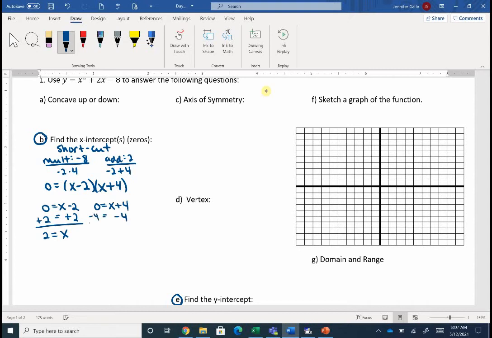And as we've been practicing them, I know we haven't been putting them on the graph yet, but I've been encouraging you guys, write them as ordered pairs. So then when we do go to graph, we know exactly where they need to go. Those are our x-intercepts. So this is the piece we've been practicing.